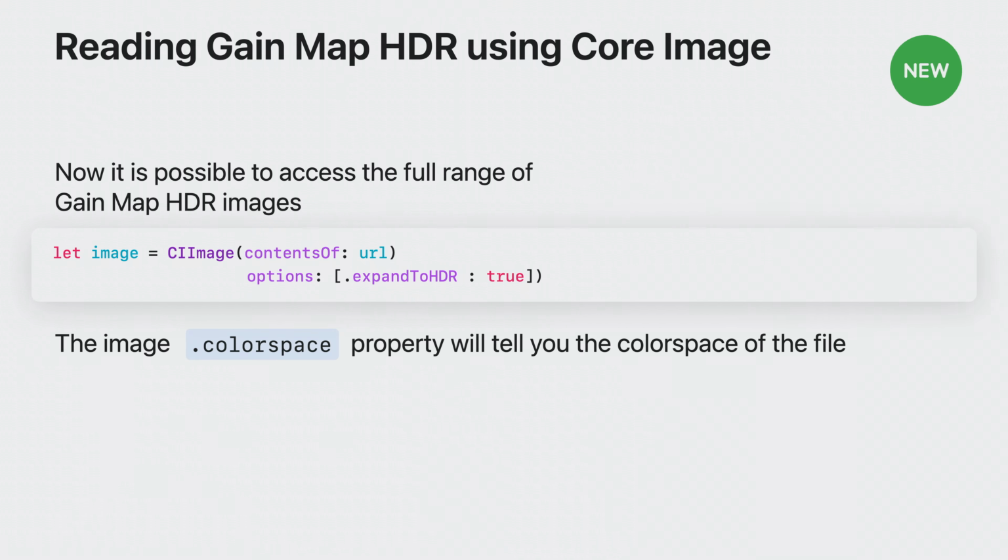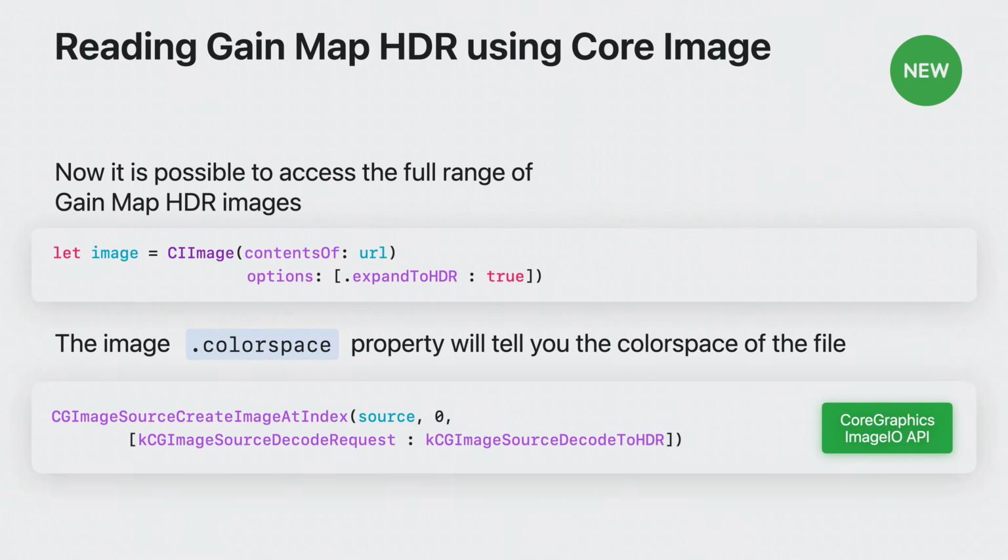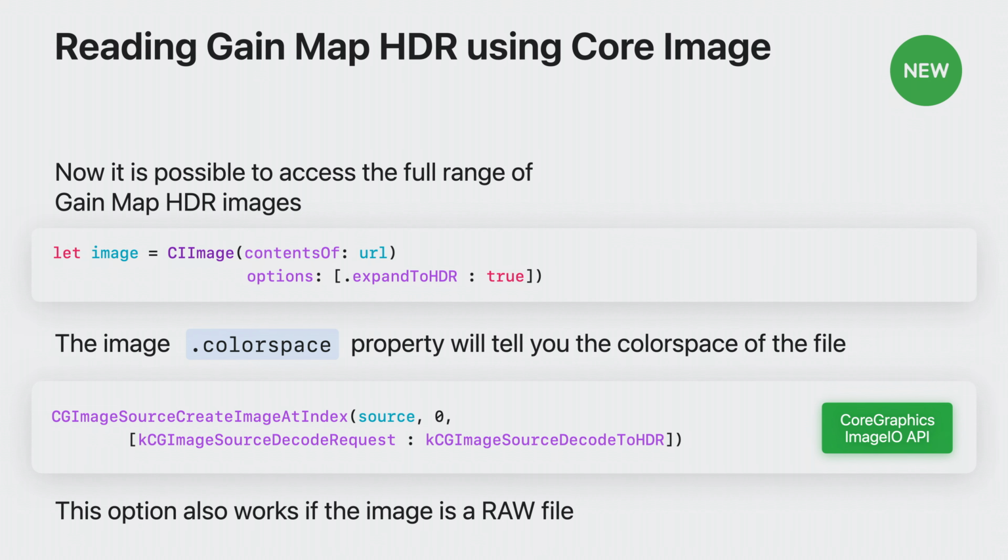The image's colorSpace property will be an HDR color space when a photo library contains the additional GainMap data to support this. This behavior is equivalent to using CGImageSourceCreateImageAtIndex with the decode request key set to decode to HDR. These options will also work with RAW files, which I will now talk about in more detail.